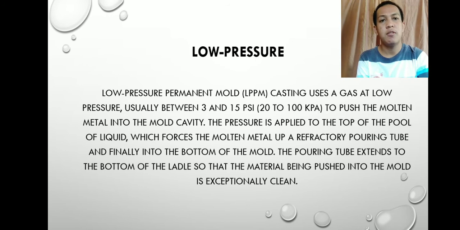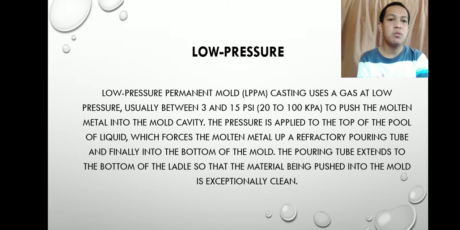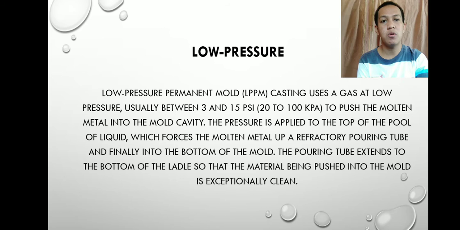Next is the low pressure process. Low pressure permanent mold casting uses a gas at low pressure, usually between 3 and 15 psi, to push the molten metal into the mold cavity. The pressure is applied to the top of the pool of liquid, which forces the molten metal up a refractory pouring tube and finally into the bottom of the mold.